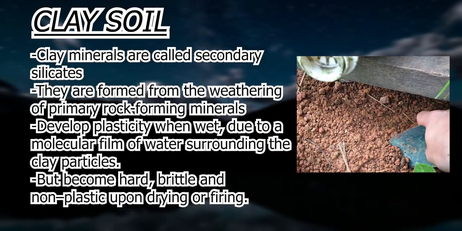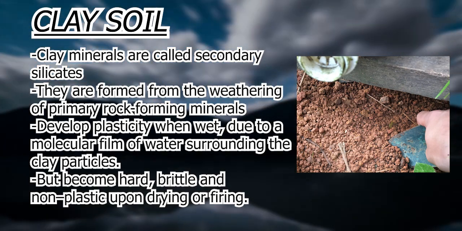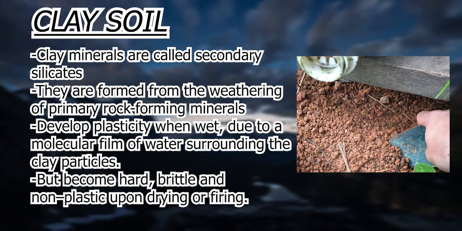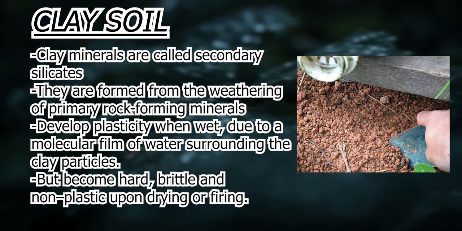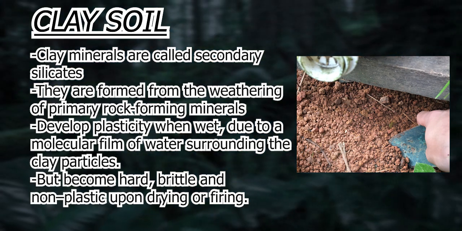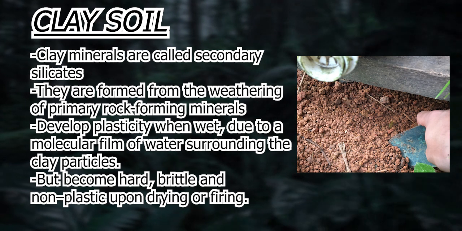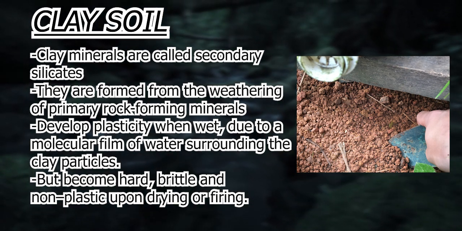Next will be clay soil. Clay soil, also known as clay minerals, are called secondary silicates. They are formed from the weathering of primary rock-forming minerals. It develops plasticity when it's wet due to a molecular film of water surrounding the clay particles, but it becomes super hard, brittle, and non-plastic upon drying or firing.